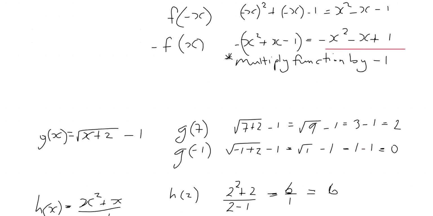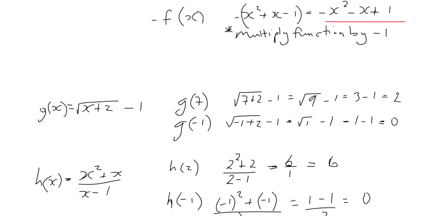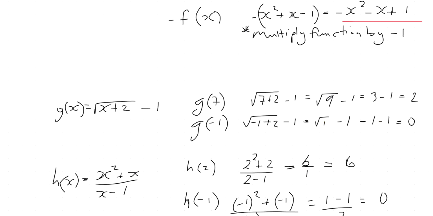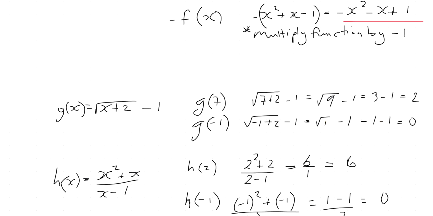Again, if we go into another example, which is g, the function of g of x. That equation is square root of x plus 2 minus 1. So let's see what that looks like if we put values for the function of x. So we have square root of 7 plus 2 minus 1.